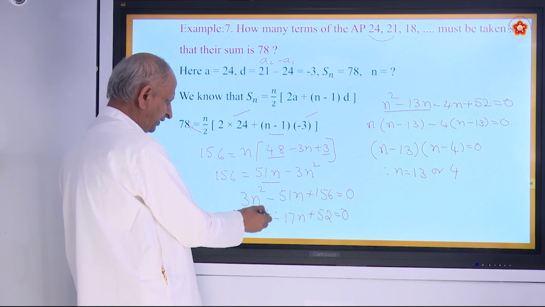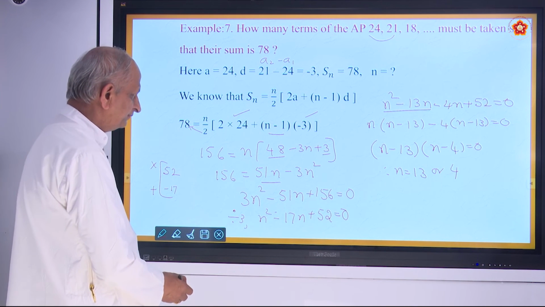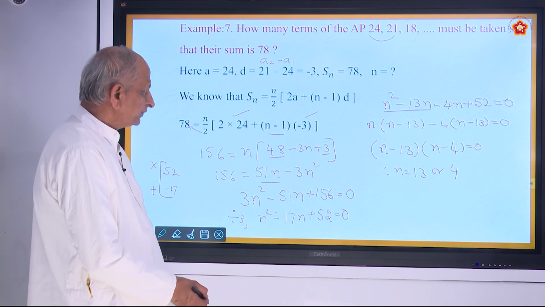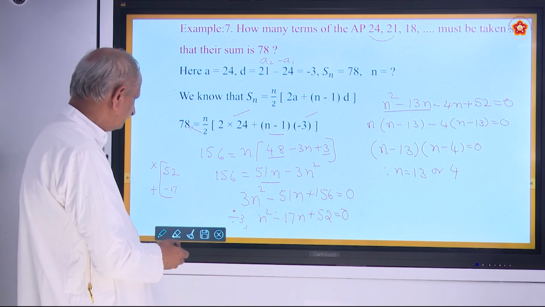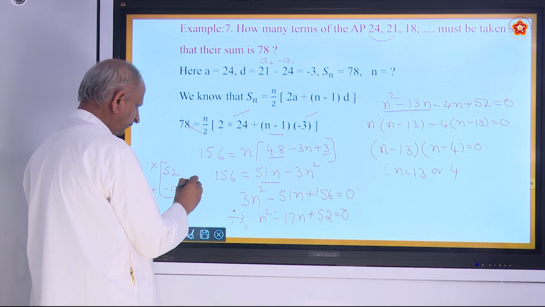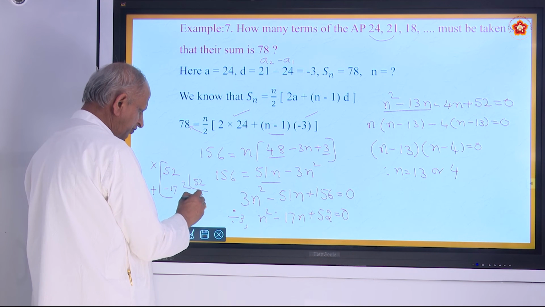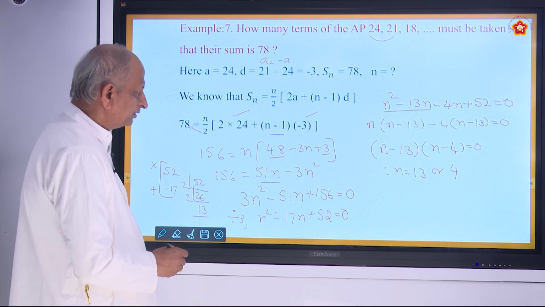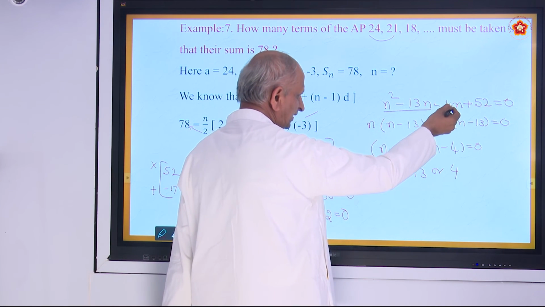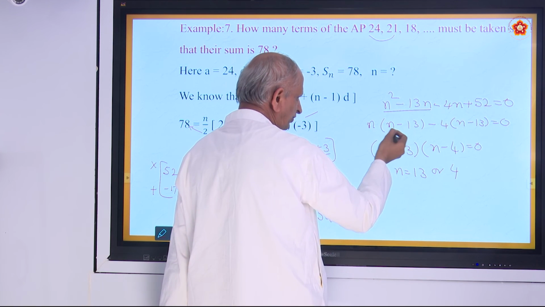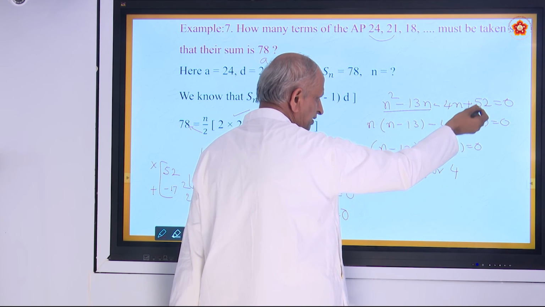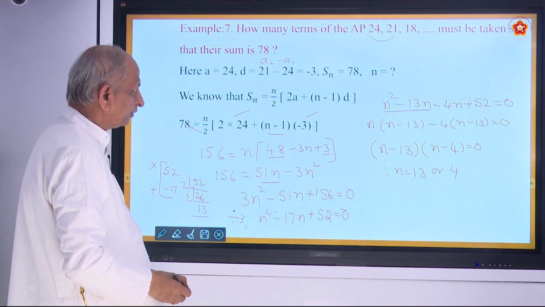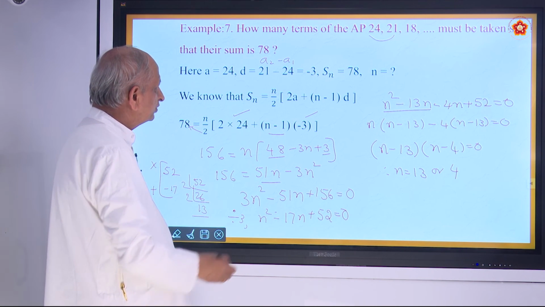So divide by 3, you get the answer. You substitute there 13 and 4. So 52, I think you know how to do it, factors. That's how you do it. So n squared minus 13n minus 4n plus 52. Take n outside, here 4 outside, n minus 13 into n minus 4 is equal to 0, n is equal to 13 or 4. Now you have to get 78.